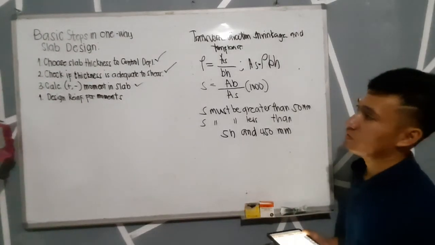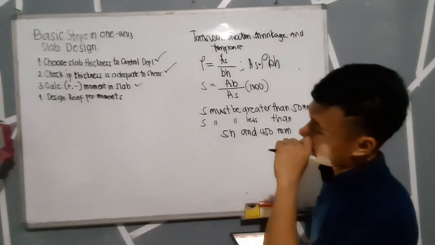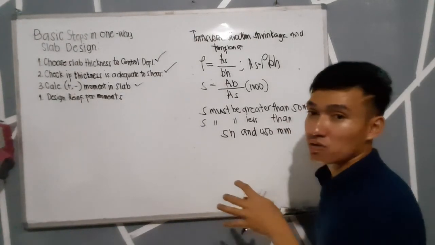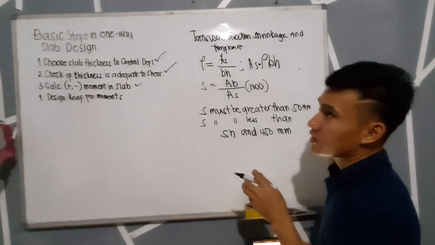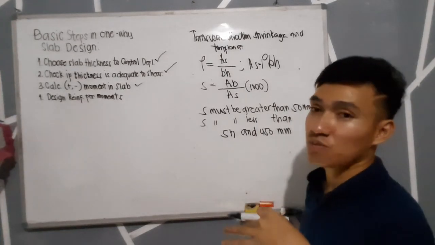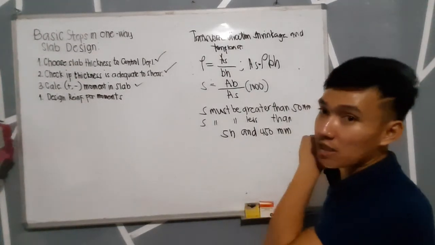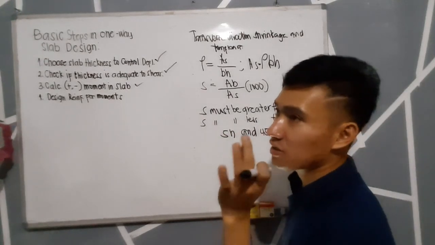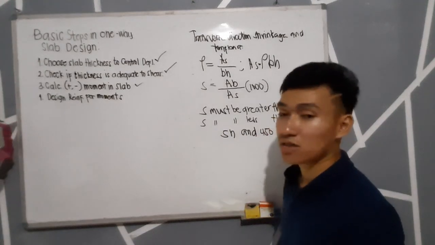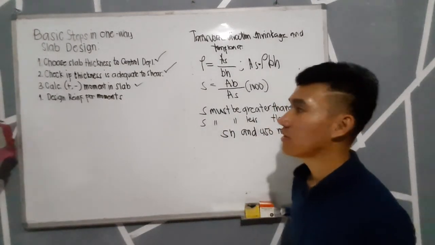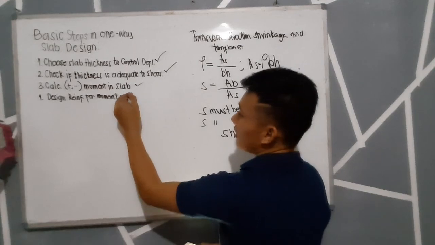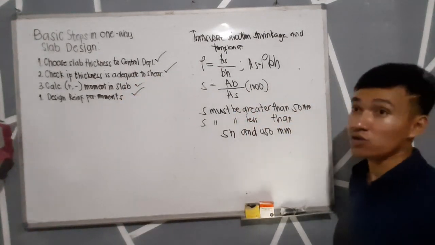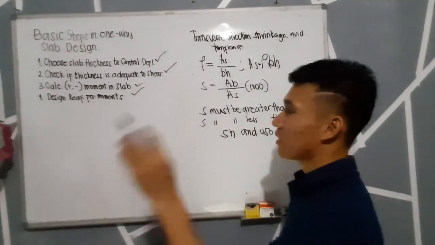So, that's the end of designing for reinforcement. The spacing we got here uses the calculated value of the positive and negative moment, so that is what we compare. And the lesser the spacing is, the stronger our slab is. So, that's the end of the basic steps in designing a one-way slab. Thank you.